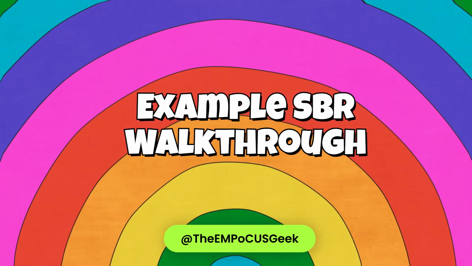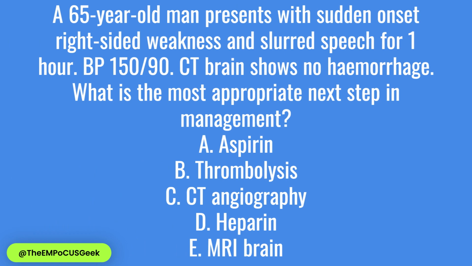Let's walk through an example SBR. A 65-year-old man presents with sudden onset right-sided weakness and slurred speech for 1 hour. Blood pressure is 150 over 90. CT brain shows no hemorrhage. What is the most appropriate next step in management? A. Aspirin. B. Thrombolysis. C. CT angiography. D. Heparin. E. MRI brain.